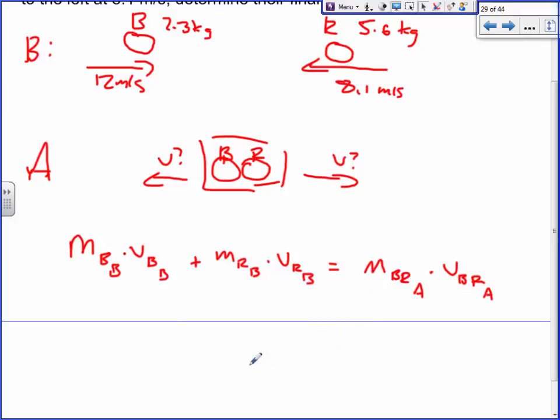Okay, let's fill in the information we have. The mass of the blue ball before was 2.3. The velocity of the blue ball before was 12. The mass of the red ball before was 5.6, and its velocity was 8.1. Pause. Why am I wrong?